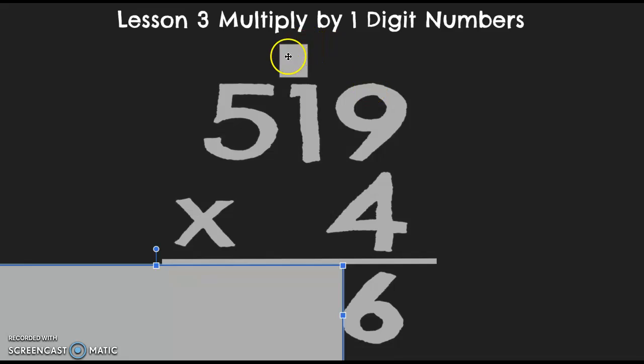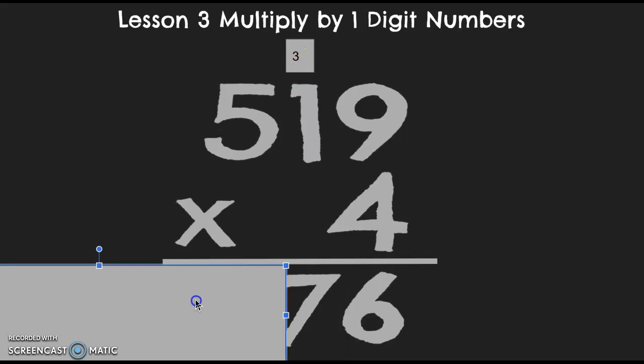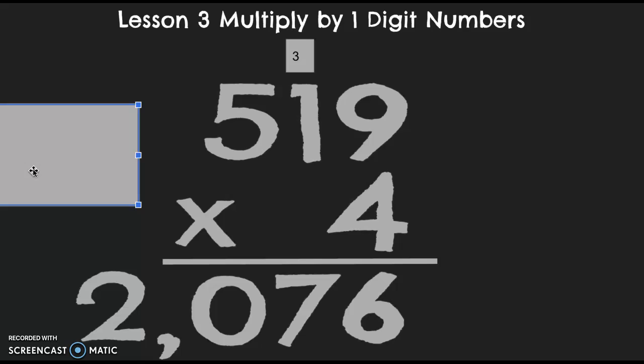9 times 4 is 36. Oh, how did I do that? Why is that not showing up there? Let's go back and see what happened to that. I should have had a 3 there. I'll just put a 3 there. Now, 4 times 1 is 4, plus 3 is 7. And then 4 times 5 is 20. And you should have gotten 2,076.